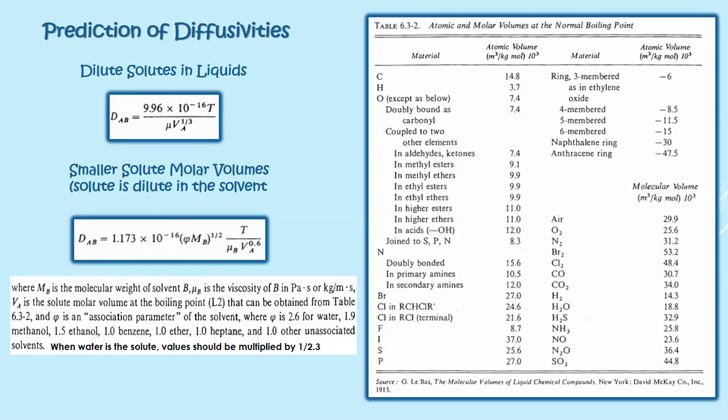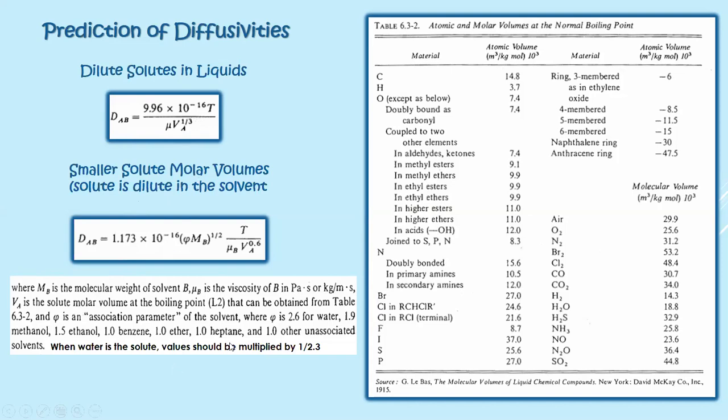So for dilute solutes in liquid, this is the formula in determining or predicting the diffusivity of a particular solute in a given solvent. So for smaller solute molar volumes, if the molar volume of your solute is very small, then it's considered to be dilute in the solvent. Then the formula that you are seeing here on top is reduced to this one.